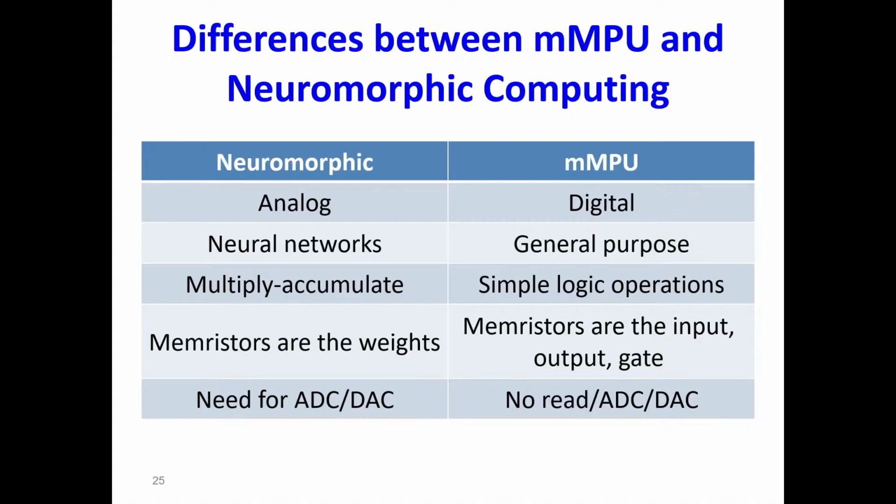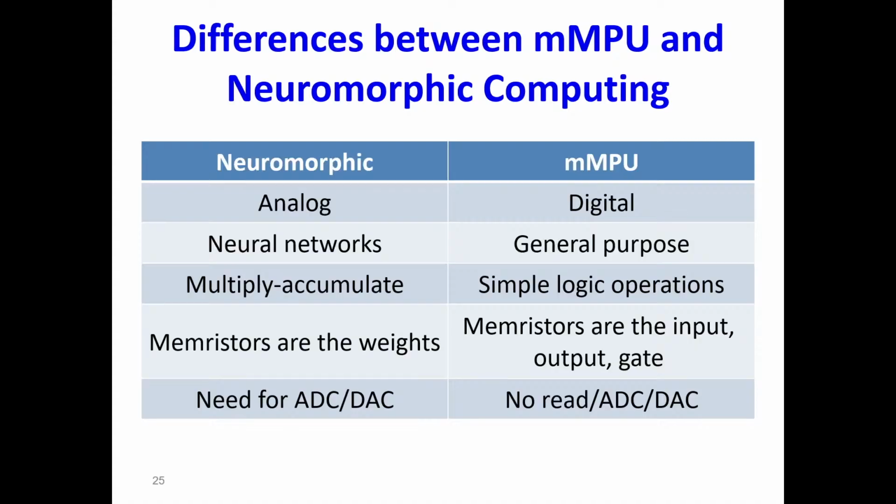And the last thing that I want to say about the mMPU in the terms of describing it is about neuromorphic computing. That was also mentioned this week. This is not neuromorphic computing. It's very different. Usually when people hear processing in memory with memristors, they immediately think about neuromorphic computing. This is something completely different.